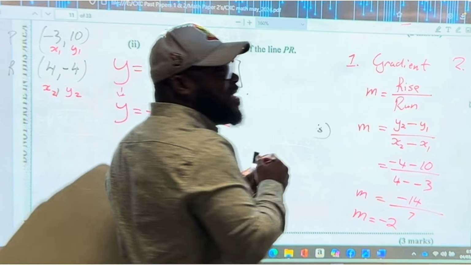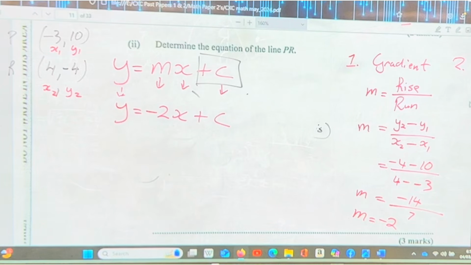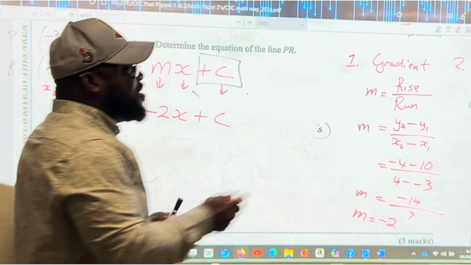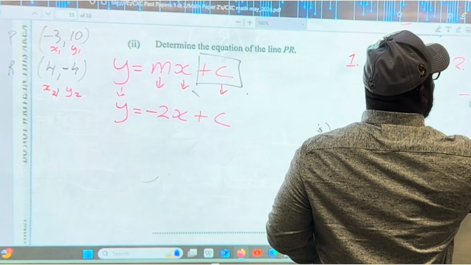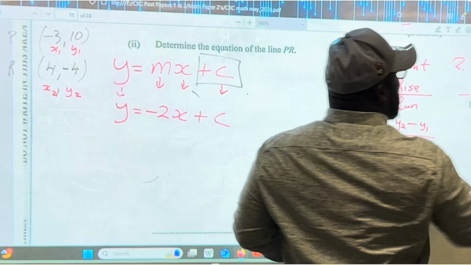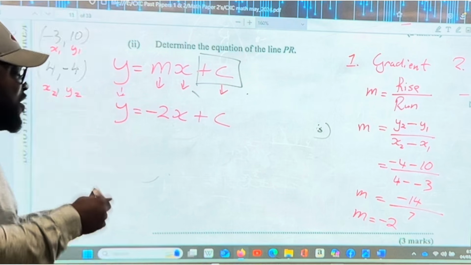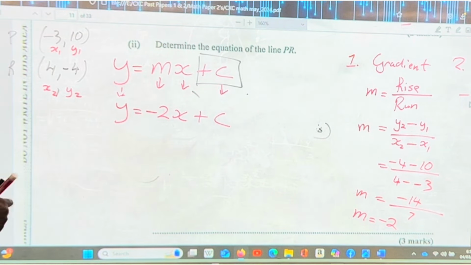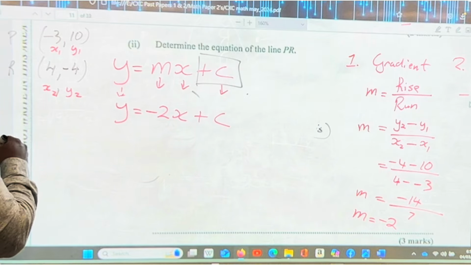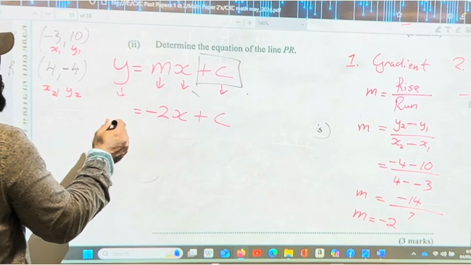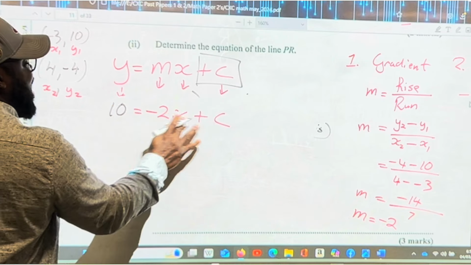To find the y-intercept now, who can tell me? Remember I told you about these points? Can these points be substituted? Yeah. So substitute, what does that mean? Substitution. You can use any of the points. Which one do I prefer to use? The one with positive values here. So let's go. So y can be what? 10 and x can be what?